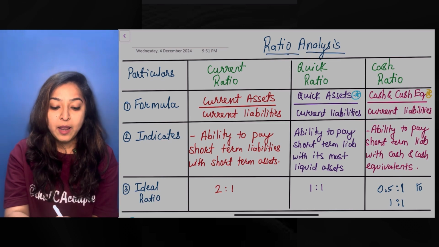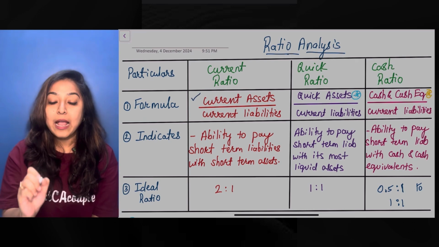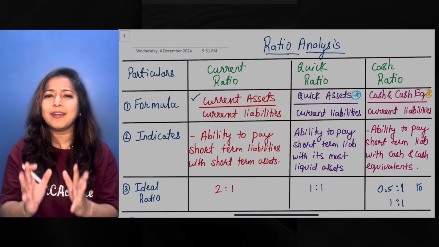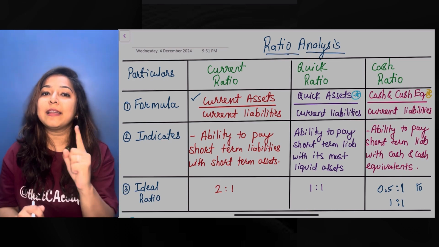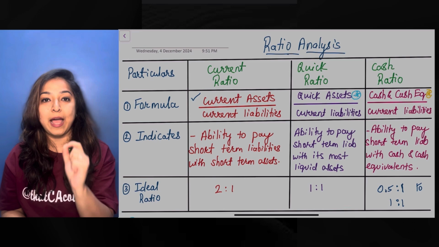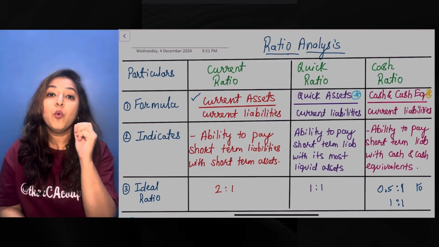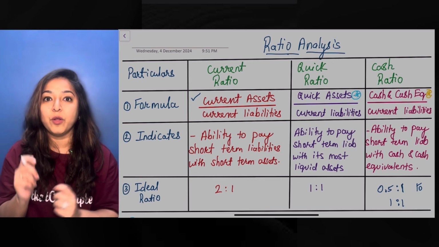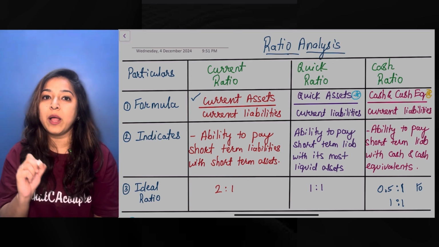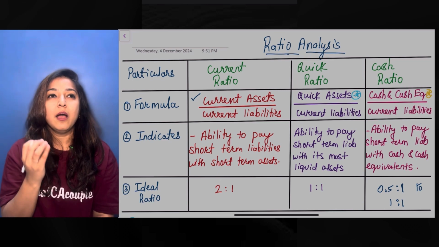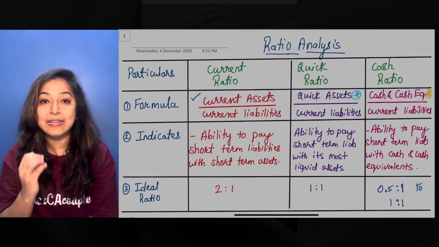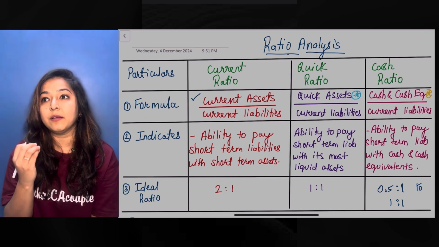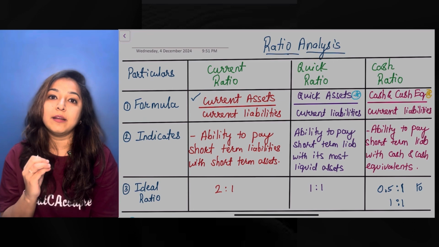Okay, so the formula for current ratio is current assets divided by current liabilities. What do you mean by current assets and current liabilities? So current assets and current liabilities are all such assets and all such liabilities which are supposed to be paid off or received within a year, that is within 12 months. I will give you some examples. Debtors, inventory, these are your current assets, and creditors and bank overdraft are your current liabilities.